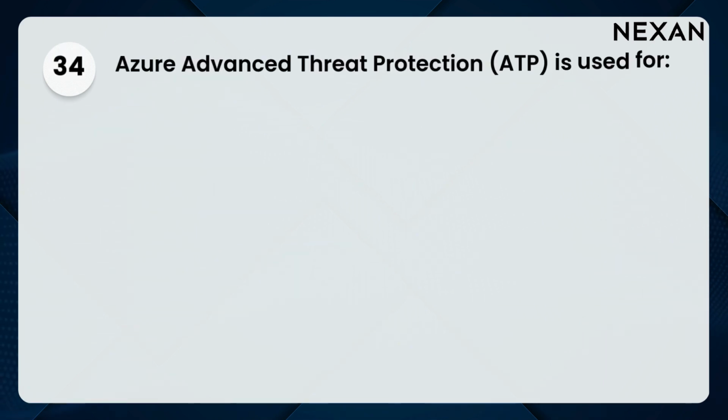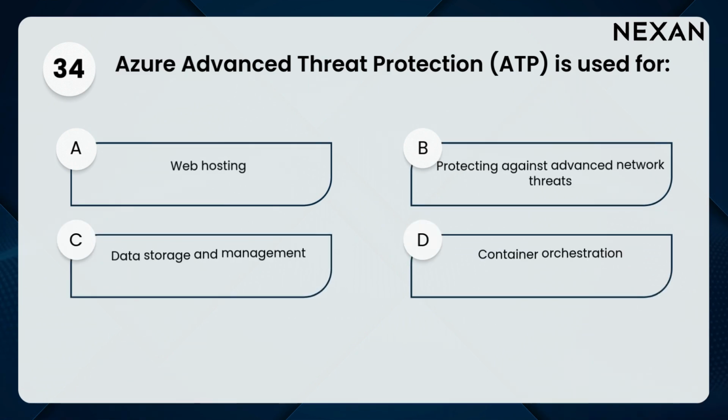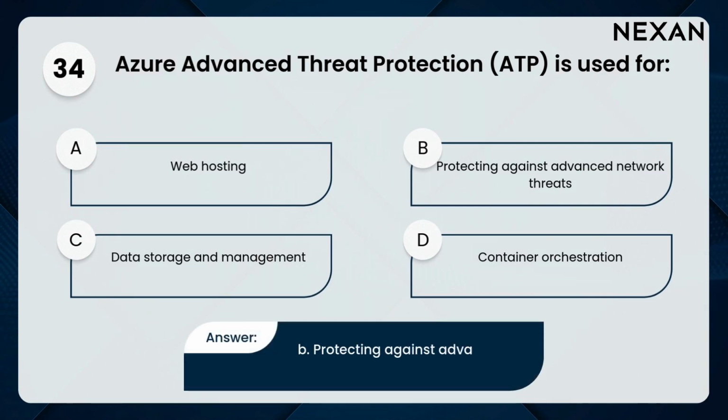34. Azure Advanced Threat Protection, ATP, is used for A. Web hosting. B. Protecting against advanced network threats. C. Data storage and management. D. Container orchestration. Answer. B. Protecting against advanced network threats.